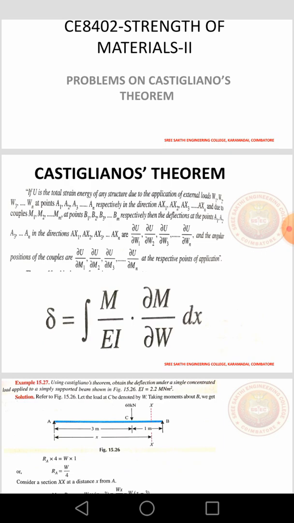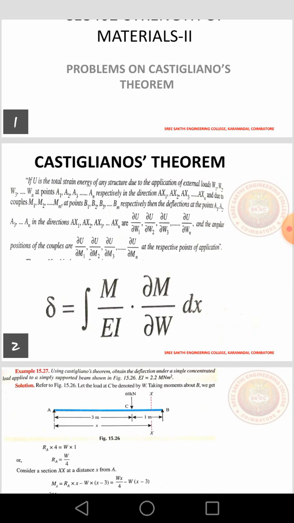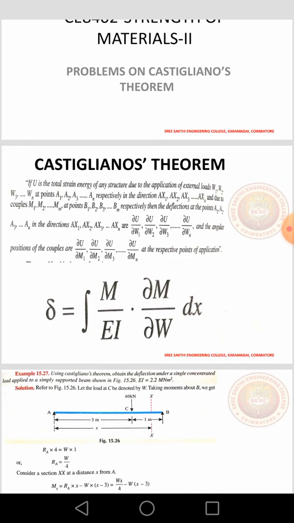If capital U is the total strain energy of any structure due to the application of external loads W1, W2, W3, ... Wn at points A1, A2, A3, ... An respectively in the directions AX1, AX2, AX3, ... AXn, and due to couples M1, M2, ... Mn at points B1, B2, B3, ... Bm respectively.